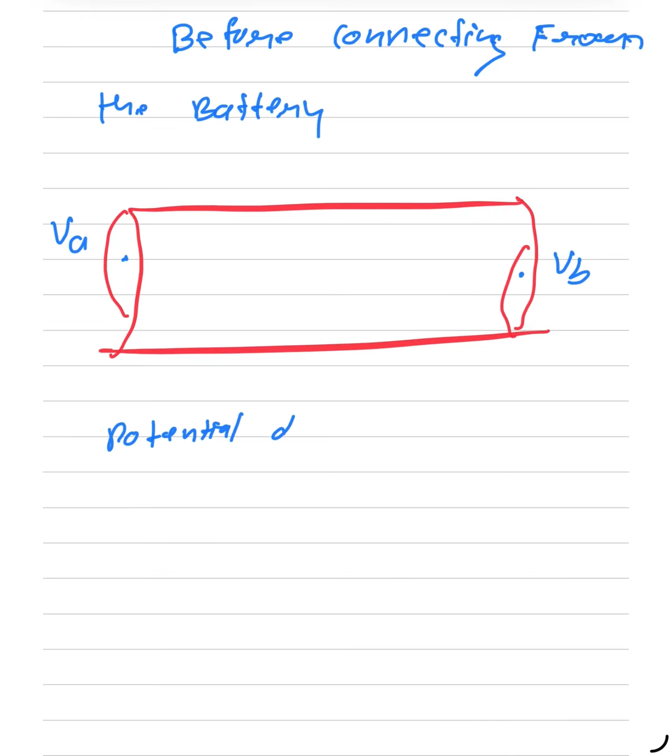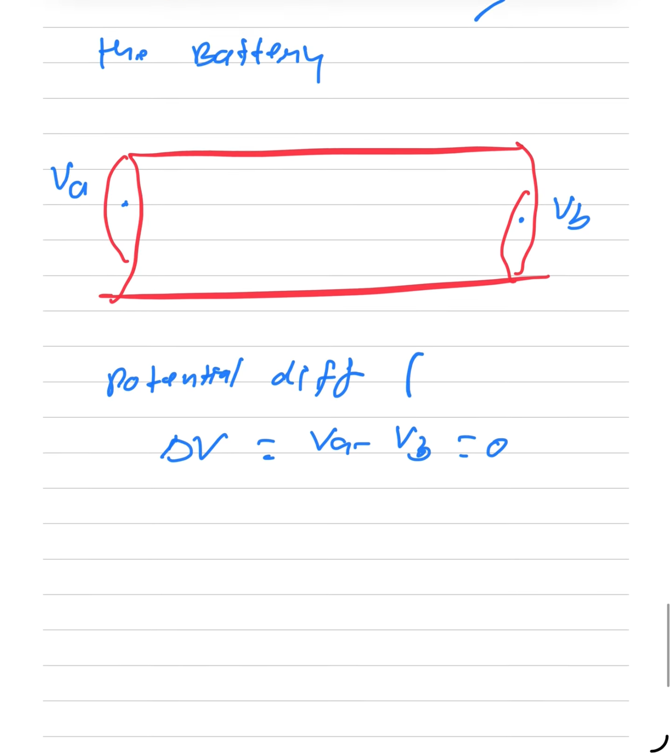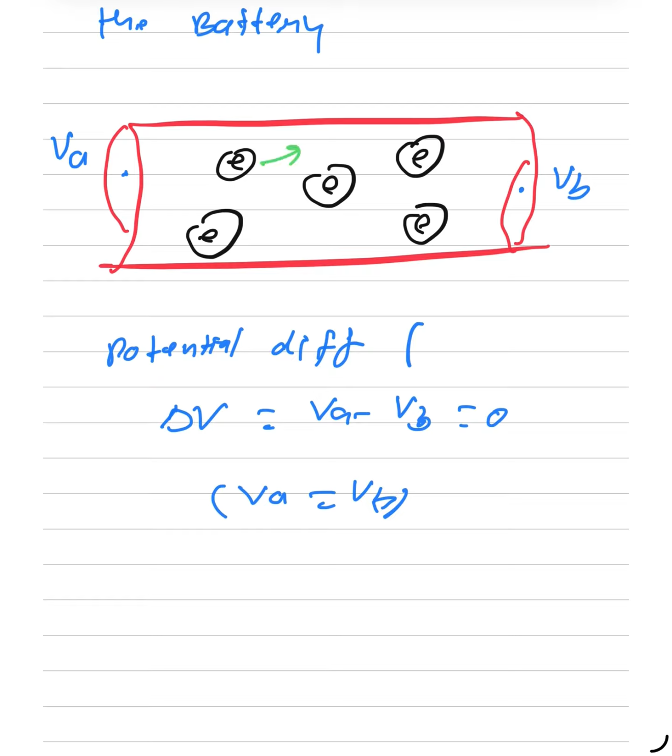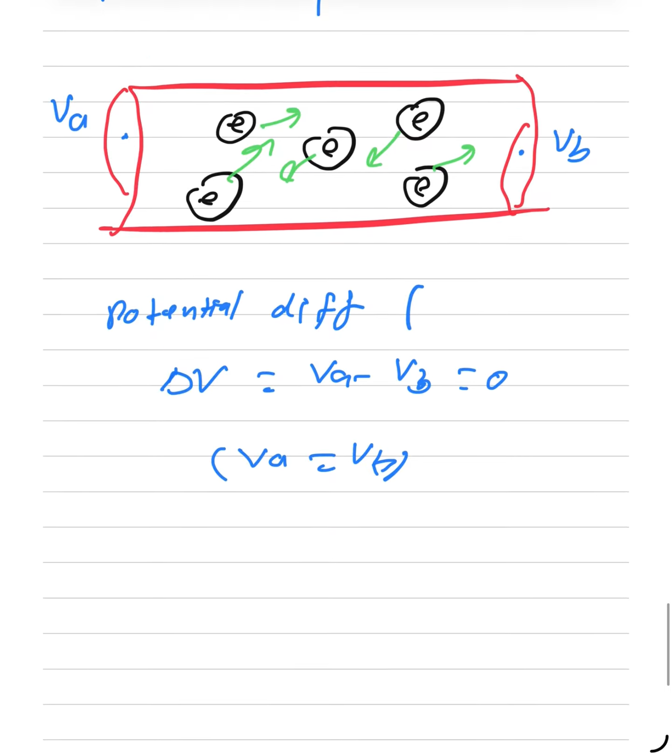is delta V equal to VA minus VB, and this value becomes equal to 0 because VA equal to VB. There is no potential difference between both ends of the conductor, and in this situation all free electrons move randomly inside the conductor like this. There is no fixed direction of motion of the free electrons before connecting to the battery.